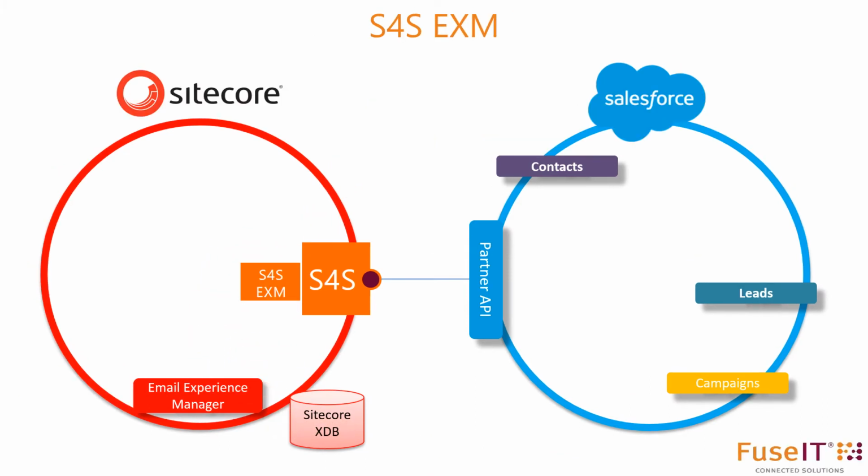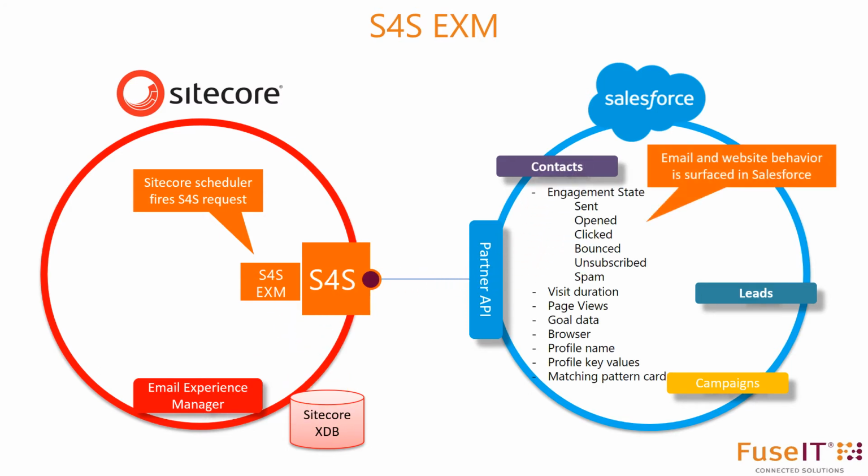Now for the S4S EXM part of the process. A scheduled request is fired, which goes into XDB and pushes the analytics to Salesforce. These then appear in the Salesforce contact or lead record, such as their engagement state: sent, opened, clicked, bounced, spam, opt-in or out, and that's either at a campaign or global level, and also the website behavior from the clicked links, for example, page visits, duration, key values, and goals. All of this is also now reportable in Salesforce. We do include one report in the S4S EXM Salesforce package to get you started.